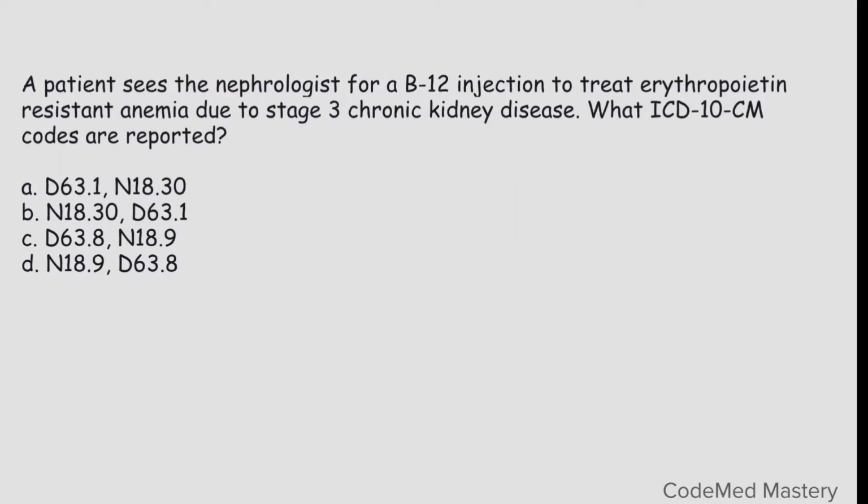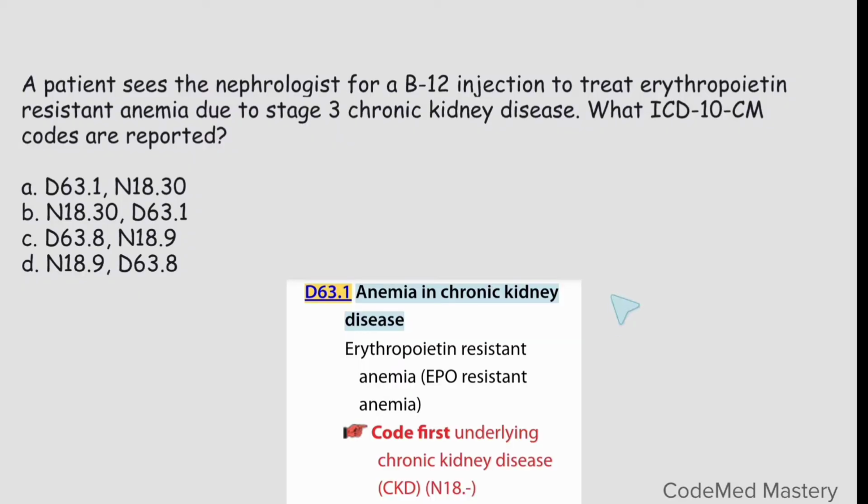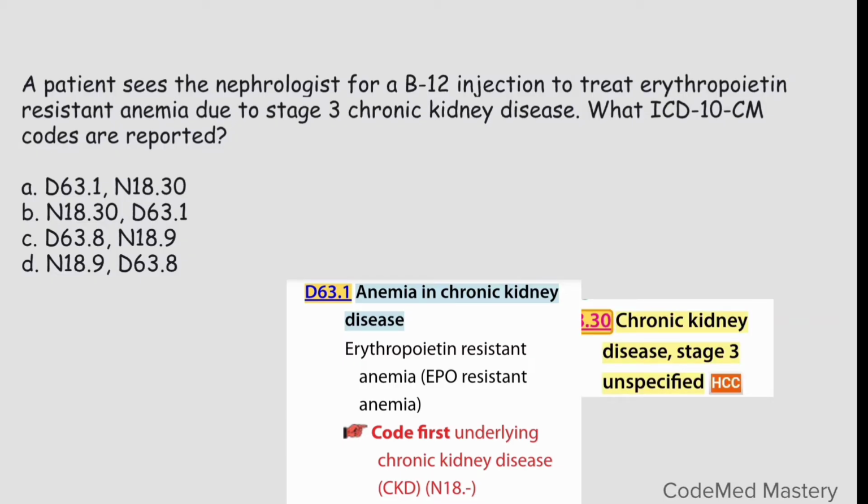Read the question. A patient sees the nephrologist for a B12 injection to treat erythropoietin-resistant anemia due to stage 3 chronic kidney disease. What ICD codes are reported? Check option A, D63.1 and N18.30. D63.1 is for anemia in chronic kidney disease and N18.30 is for chronic kidney disease stage 3 unspecified. According to the scenario, the diagnosis is erythropoietin resistant anemia due to stage 3 chronic kidney disease. So D63.1 is for anemia in chronic kidney disease. Below that they have mentioned erythropoietin resistant anemia. So it is matching with the scenario.